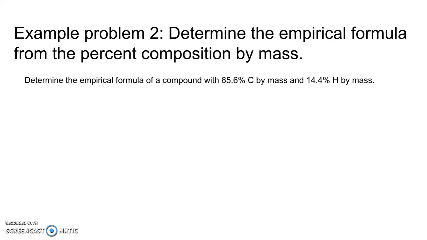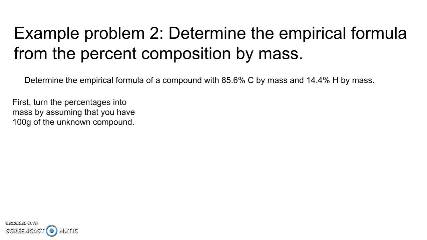So the first thing you want to do is essentially convert that percentage to actual mass. Now, how do you do that? It's actually fairly easy. You just go ahead and you assume you have 100 grams of an unknown compound. Well, if I have 100 grams, I know 85.6% of that would be carbon, and I know 14.4% of that would be hydrogen. So therefore, that's pretty much my masses.